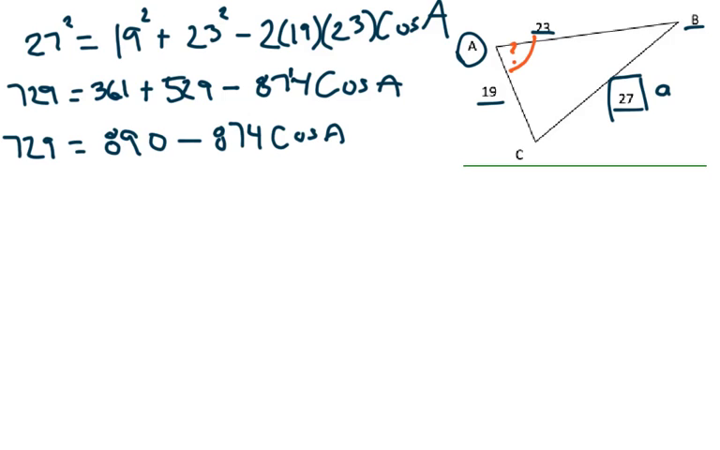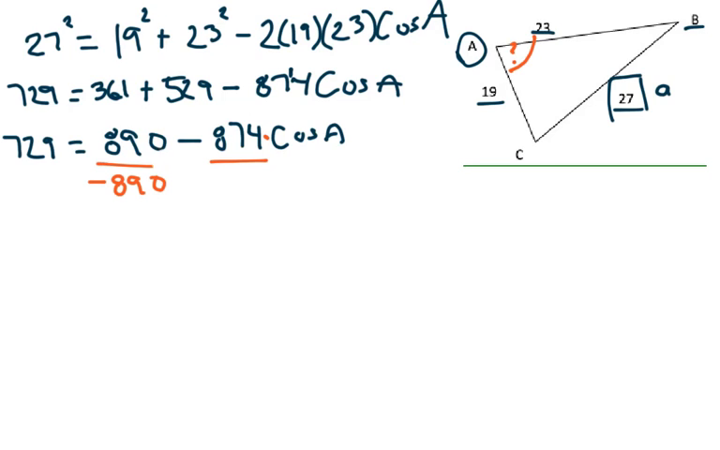Now I'm going to warn you, everybody that makes a common or a silly mistake is going to do this. They're going to do 890 minus 874, and then they're going to continue on. But that is not at all right. Remember, this is 874 times cosine of A. You can't add or subtract those numbers together, because they're both being multiplied by cosine of A.